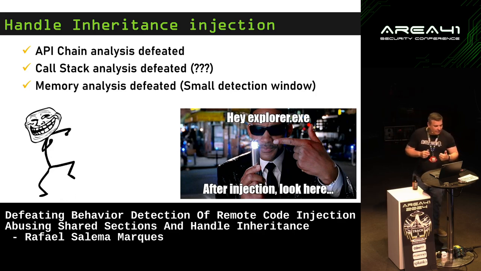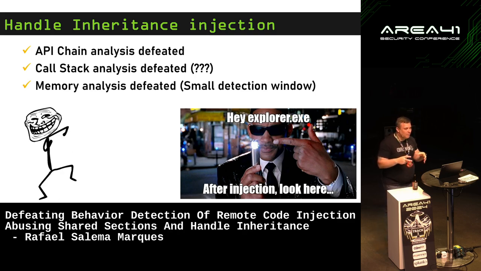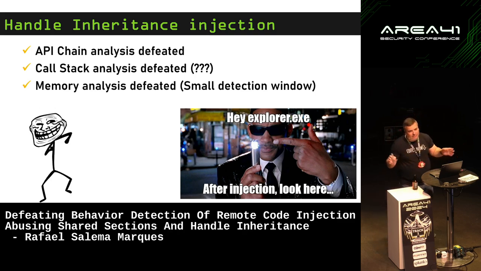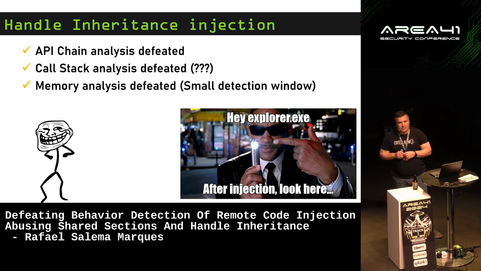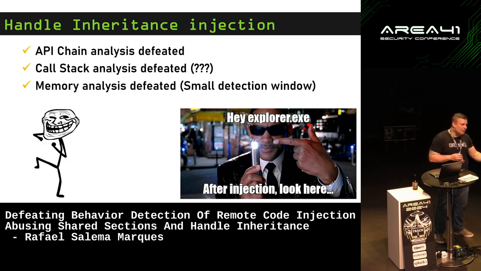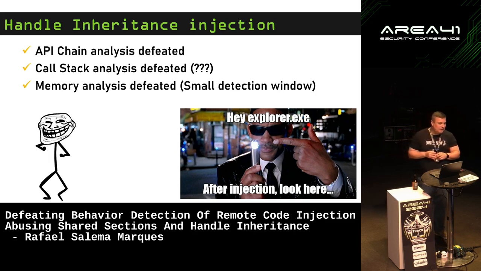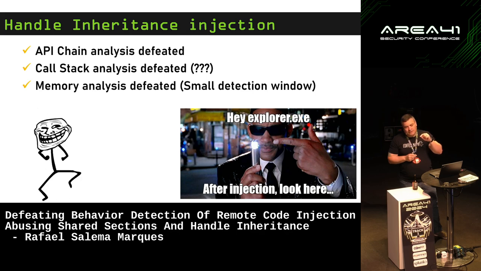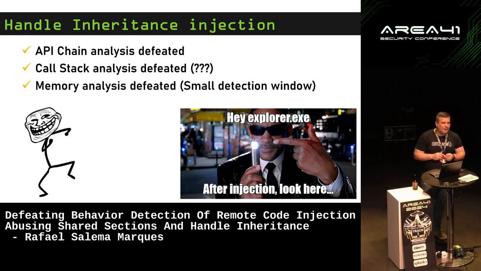Then API chain analysis. The scope of API chain analysis is normally inside the process. So we break the API chain across several processes and we defeat it. Call stack analysis: I don't know why it's not detecting, but it's not, in most of the tools, because we have a shellcode running in the Explorer. Don't know why, but it's not detecting. And memory analysis is defeated. You have just a small window of detection, after injecting the shellcode, running it and erasing. So it's a fraction of a second.